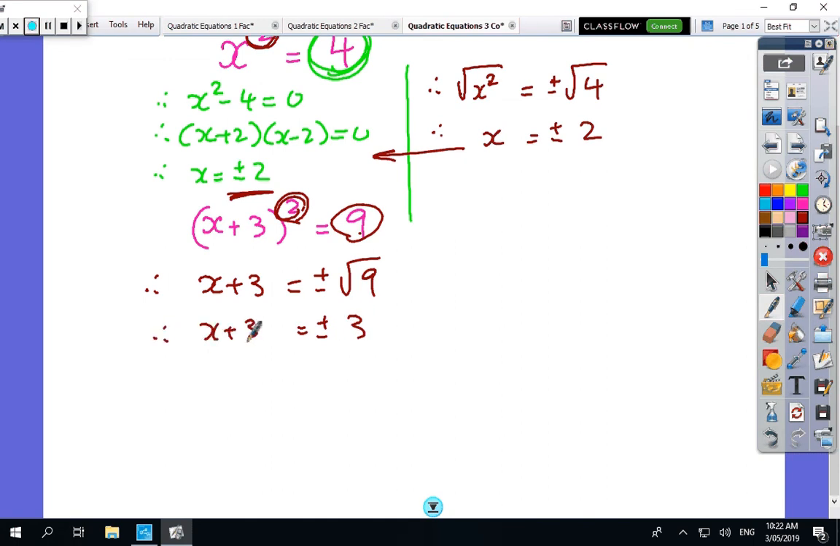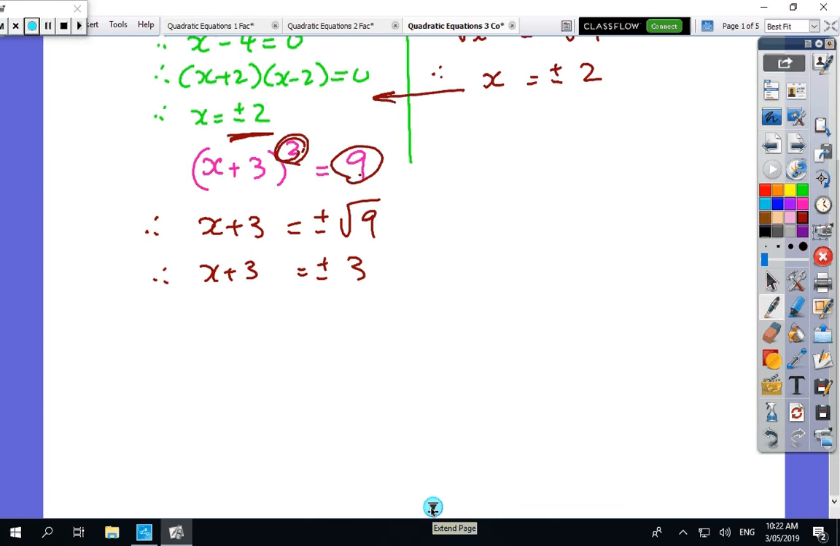So we've got x plus 3 equals plus or minus 3, and so the plus 3 goes across to the other side and becomes a minus 3. But we have plus and minus in front, and so the two answers are plus 3 minus 3 and minus 3 minus 3. So 3 minus 3 equals 0, and minus 3 minus 3 equals minus 6.